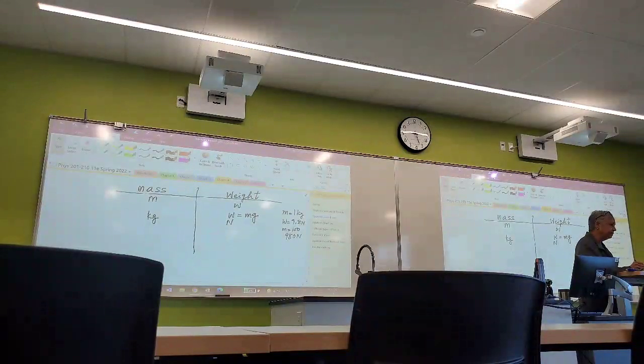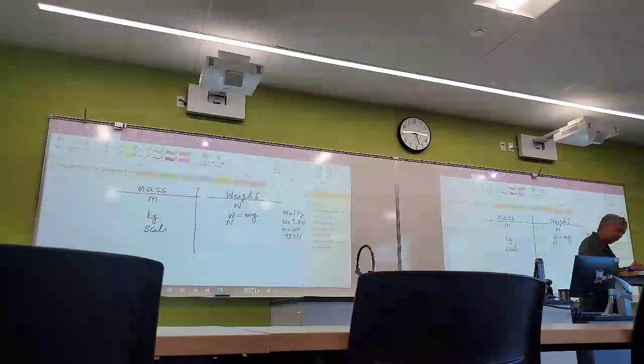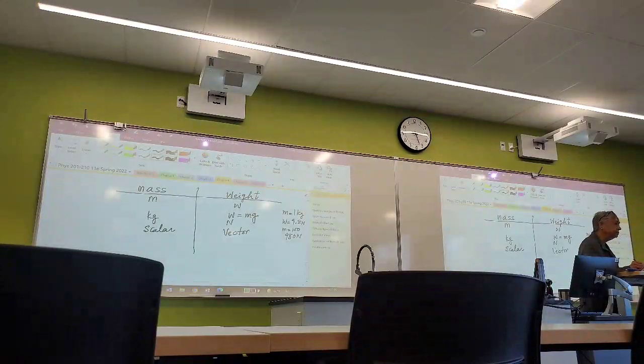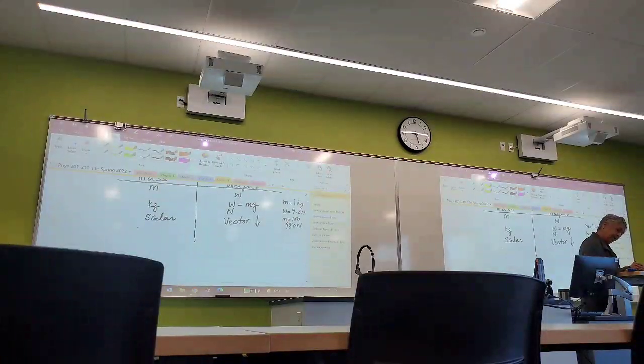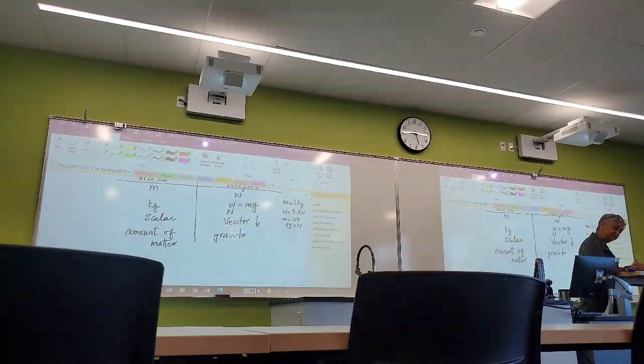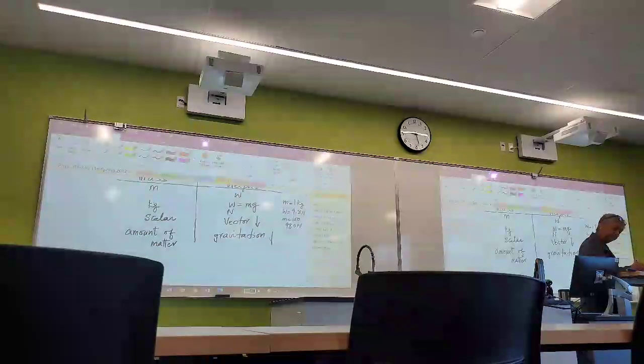What else can you tell me? Is this a scalar quantity? Is this a vector quantity? What is the direction of the weight? Down. Mass has no direction, correct? And what is mass? Mass is the amount of matter present in a body. And what is weight? Weight is a gravitational force, right? Force of gravity, correct?